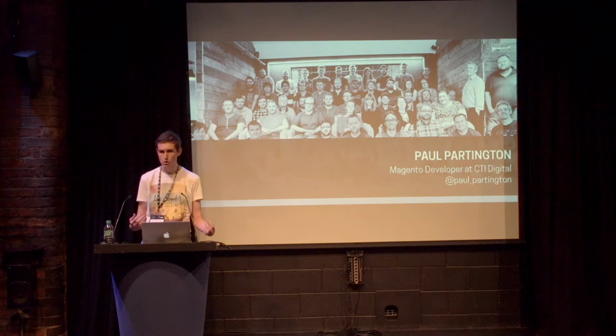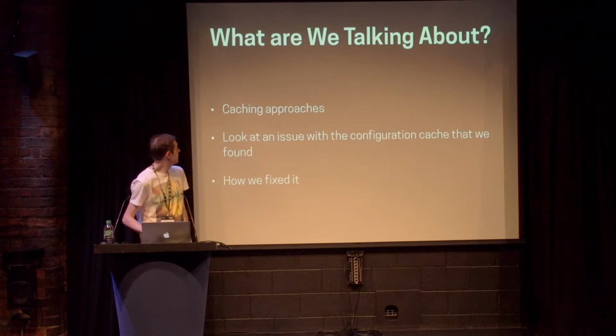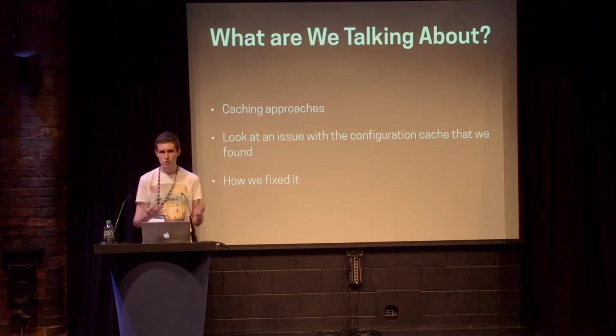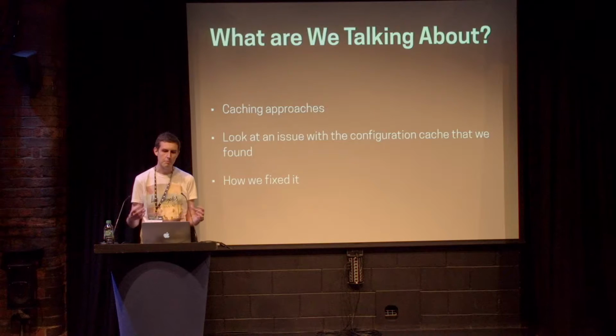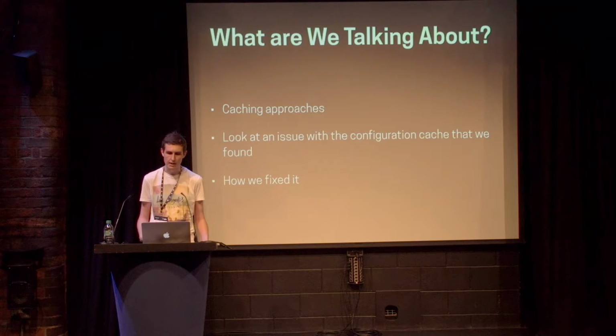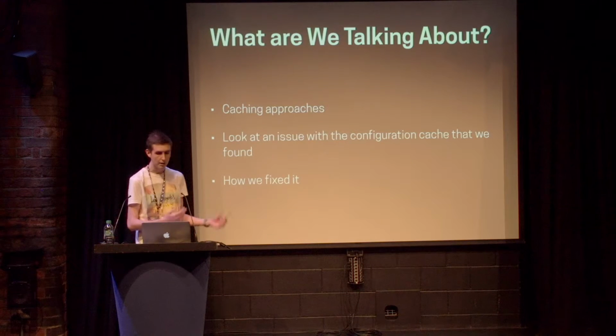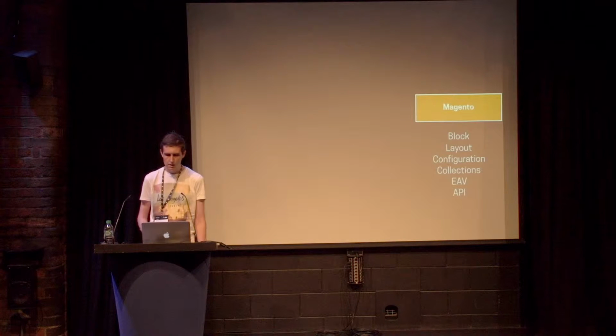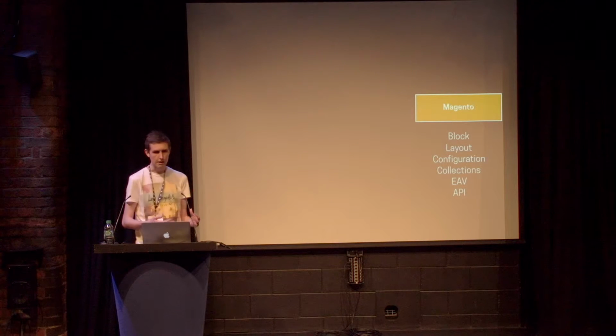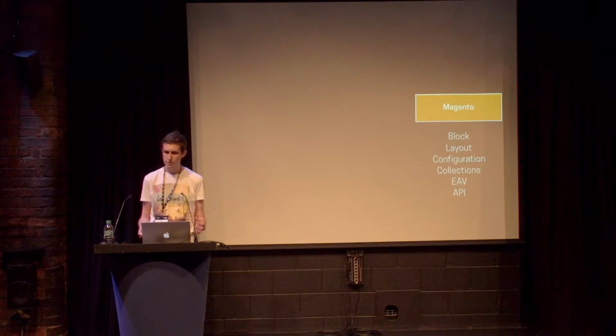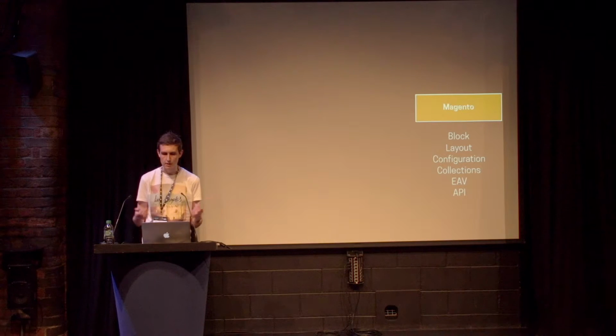This is a talk about the Magento cache. In particular, we're going to talk about how we approach caching at CTI, just at quite a high level, and then go into a bit of depth about a particular configuration cache issue that we had, and then ultimately how we fixed it. So the purpose of a cache is to take a repetitive step and store its output so that we can use it again later.